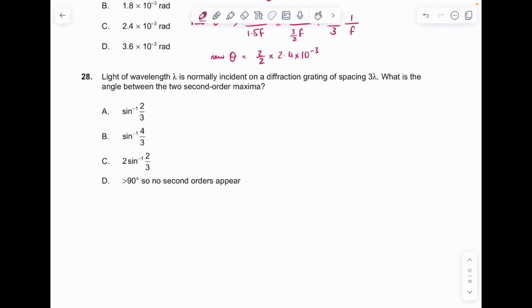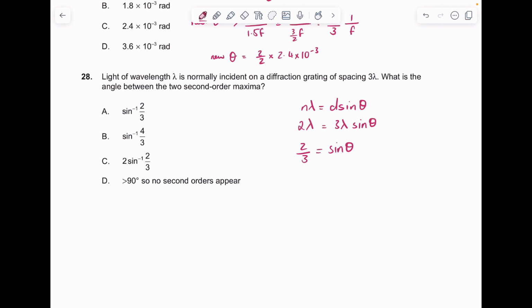Light of wavelength lambda is incident on a diffraction grating of spacing 3 lambda. What is the angle between the two second order maxima? So this is our n lambda equals d sine theta expression. We're doing the second order, lambda is lambda, d is 3 lambda, so that gives me 2 over 3 is sine theta, or theta is sine to the minus 1 of 2 over 3.